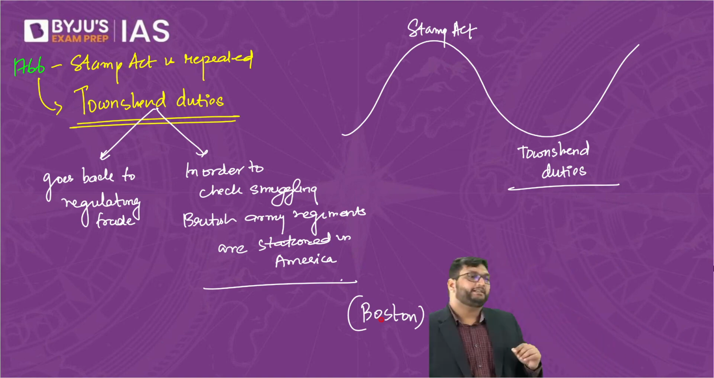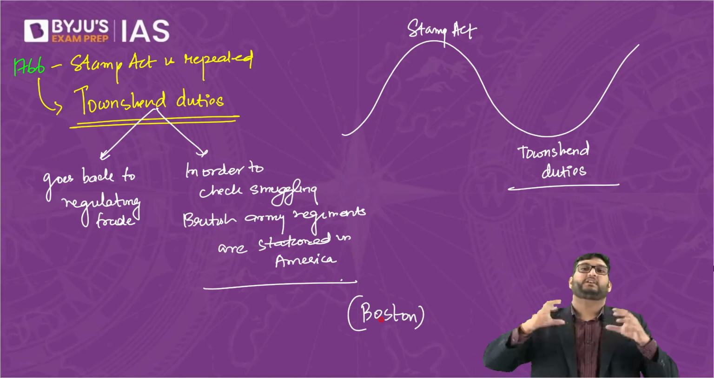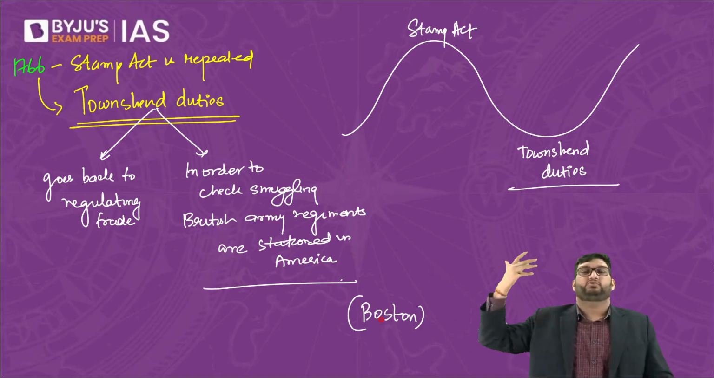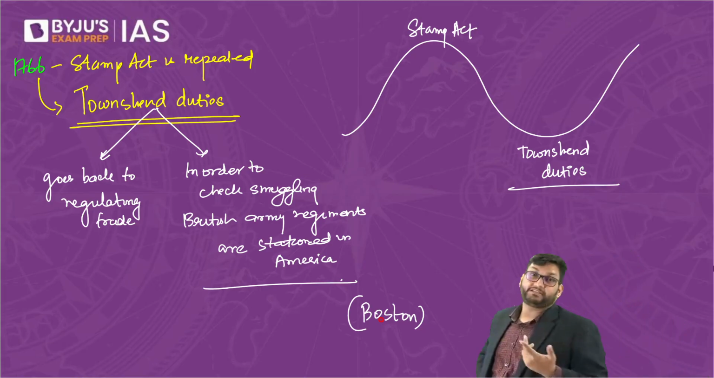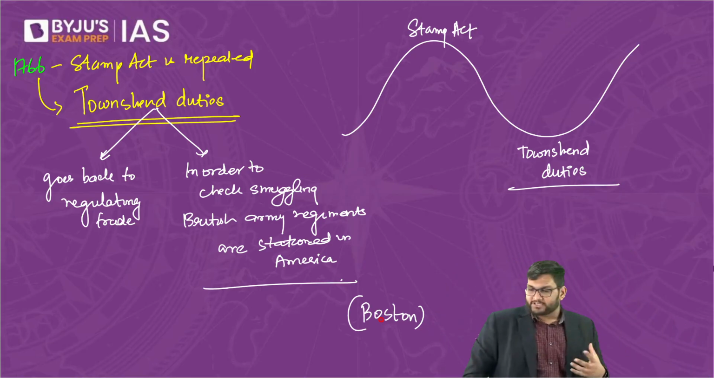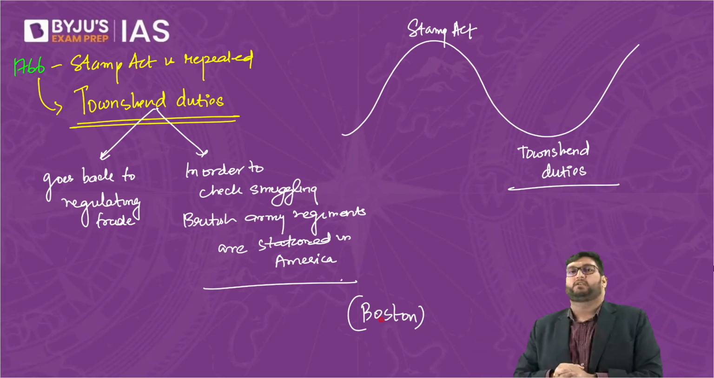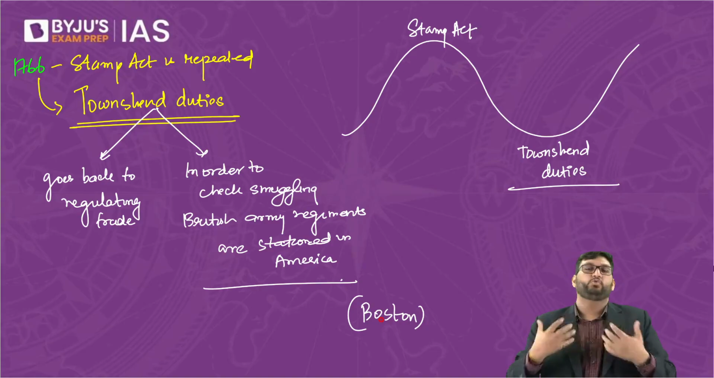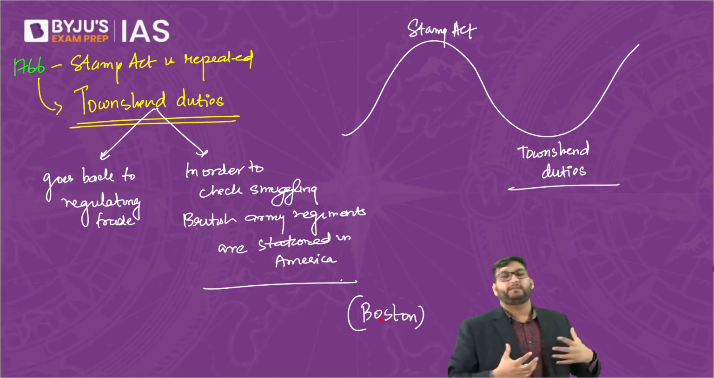Now, under the rules of the Townshend Duties, there were regiments of the British officers or British soldiers which were going to be placed in different parts of America so as to check smuggling. Now, in Boston, which is a city and is going to be a major epicenter for most of the issues, what happens is that it was the winter season, it snowed quite a lot, and the American youth at this point of time had developed a certain bitter relationship with the Britishers.